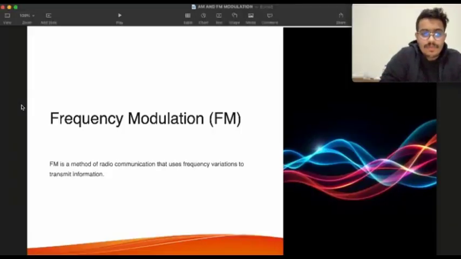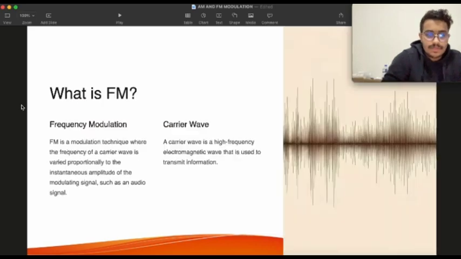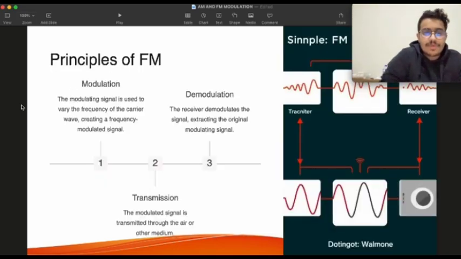Frequency modulation, FM. FM is a method of radio communication that uses frequency variation to transmit information. What is FM? Frequency modulation and carrier waves. Principle of FM: 1. Modulation, 2. Transmission, 3. Demodulation.